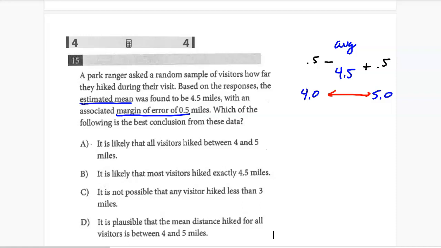So which of the following is the best conclusion? It is likely that all visitors, that's a problem there, hike between 4 and 5. Not necessarily. One person could have hiked 20, the other could have hiked 1, but the average, so that one's not in there. It's likely that most visitors hiked exactly 4.5. That's not it. It is not possible that any visitor hike less than 3. That's definitely not it. So all those keywords there, all, exactly, not possible, those are words you kind of want to watch out for. Part D says that it is plausible or likely that the average distance hiked for all is between 4 and 5. That's the correct answer, D.